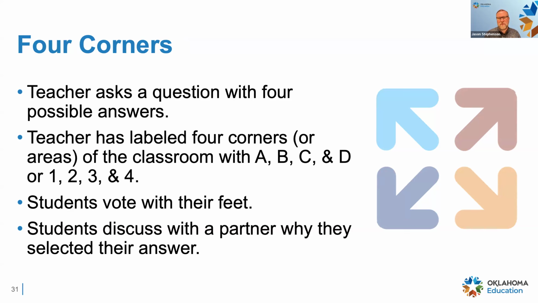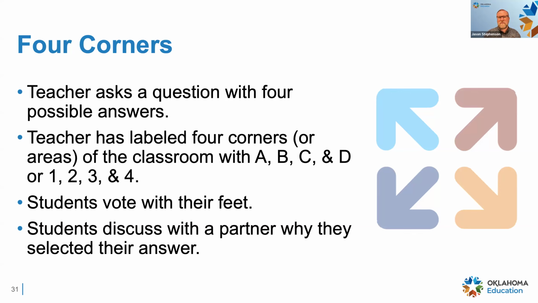You could use chart paper, or just a little piece of computer paper if it's got a bold enough letter or number on it. Maybe the choices are 1, 2, 3, or 4. However you want to do this. Then students would vote with their feet. They would get up and move to the corner that they feel has the right answer. You would want them not to just stand there, but to discuss with a partner or their small group why they selected the answer that they did.